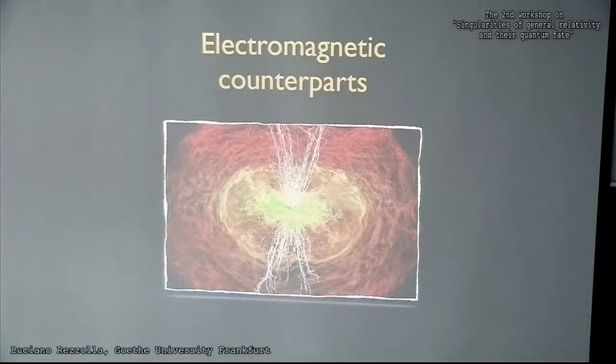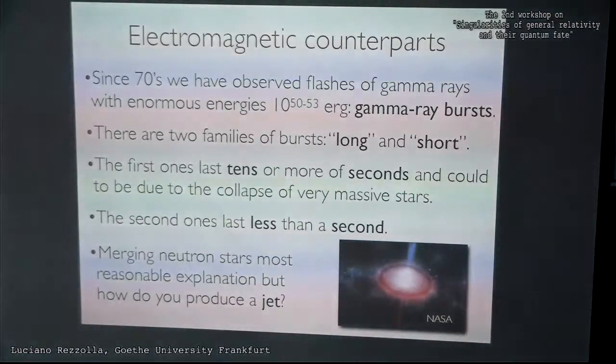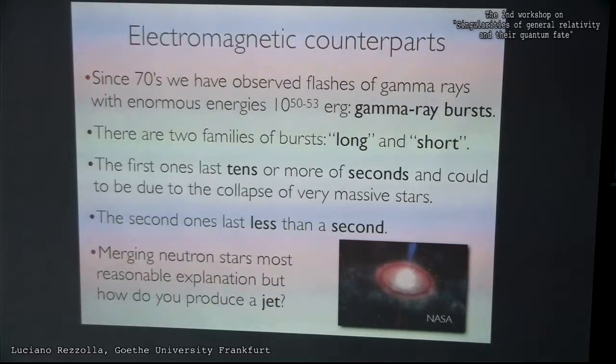Let me switch over to electromagnetic counterparts. I'm pretty sure all of you know about gamma ray bursts. There are long and short gamma ray bursts. We think the long ones are produced by very massive stars which collapse on a time scale of about tens of seconds, while the short ones have been associated historically, since the 70s, to binary neutron stars. And it's just last year that we were able to close the circle and say, okay, binary neutron star mergers in gravitational waves are associated with short gamma ray bursts.